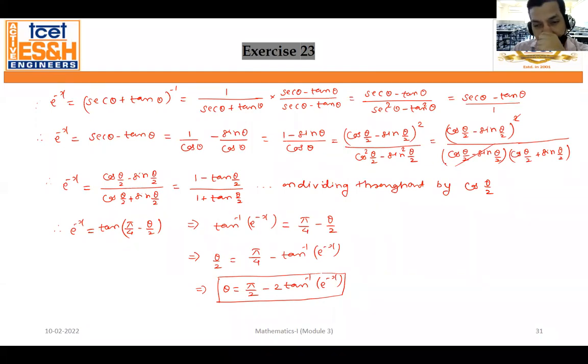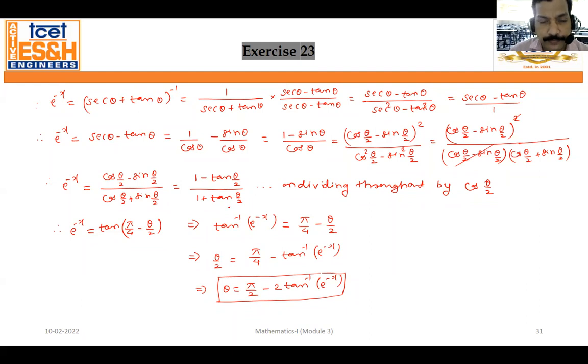So cos square theta by 2 minus sin square theta by 2 is cos theta by 2 minus sin theta by 2, cos theta by 2 plus sin theta by 2. Cos theta by 2 minus sin theta by 2 cancel, we get e raised to minus x is equal to cos theta by 2 minus sin theta by 2 upon cos theta by 2 plus sin theta by 2. Dividing throughout by cos theta by 2, we get 1 minus tan theta by 2 upon 1 plus tan theta by 2. And that is nothing but tan of pi by 4 minus theta by 2, because this is tan A minus tan B upon 1 plus tan A into tan B.